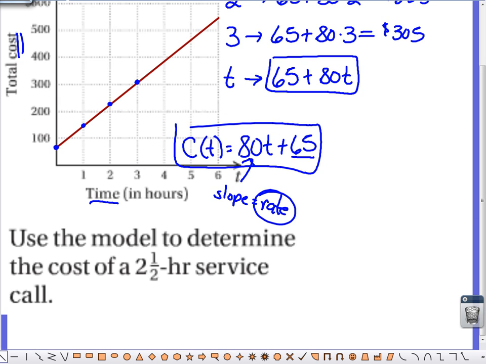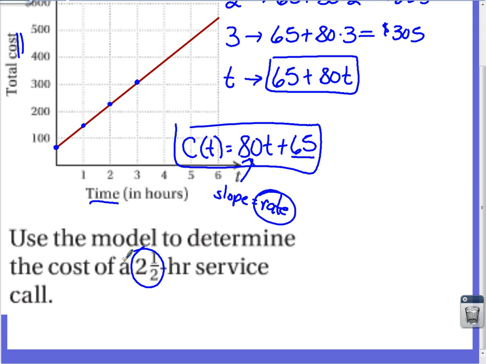Okay, part C asks us to use the previous model to determine the cost of a 2.5 hour service call. And here's the thing, we can use our graph here. We can go over, okay, how much will a 2.5 hour service call cost? We can go over to 2.5 here and go up to our graph, and we can get an estimate from the graph. And I would say the estimate would be somewhere around $275, $280 right here.